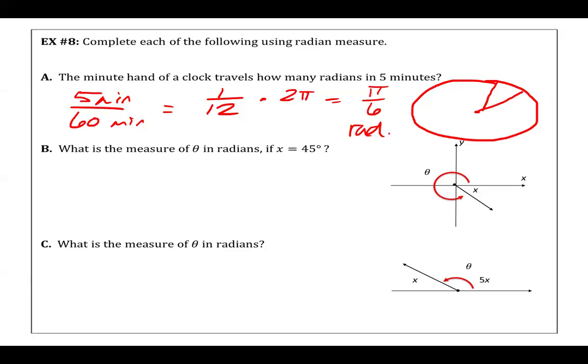Listen, what'd you say? What does 15 over 60 reduce to? And then 1/4 of 2 pi is what? Pi over 2. Okay. You're not traveling the whole circle. I'm only traveling a piece of the circle, so I can't say it's 2 pi. It's a piece of 2 pi.